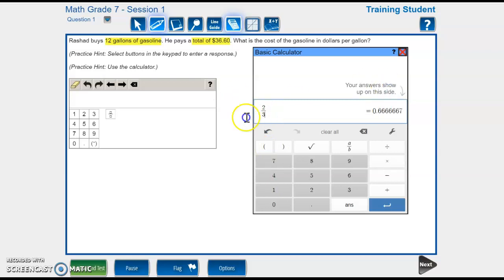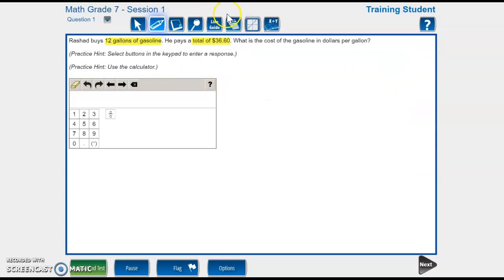Keep in mind, if you do type in a fraction, the last number is never accurate because it rounds. So it could say that there's a 7 there, but really we know that 2/3 means that that 6 repeats forever and ever and ever. So that's something to keep in mind when doing your math test.